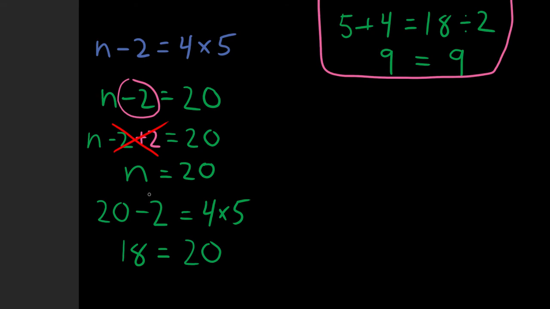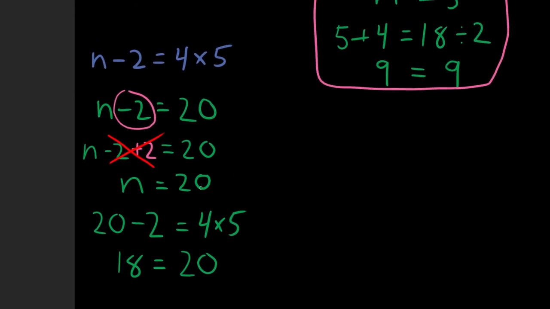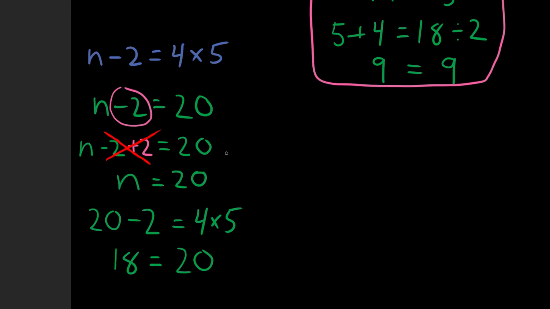n equals 20. 20 minus 2 equals what number? I messed up somewhere. Oh, you know what I did wrong? I forgot to do to the other side what I did to one side.